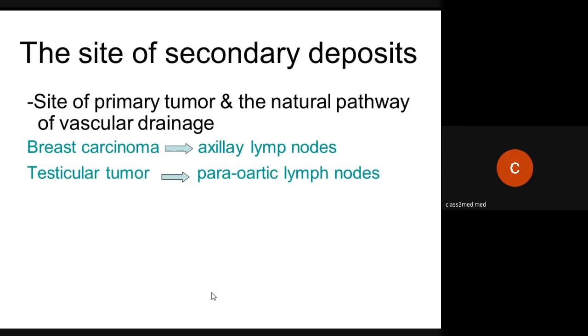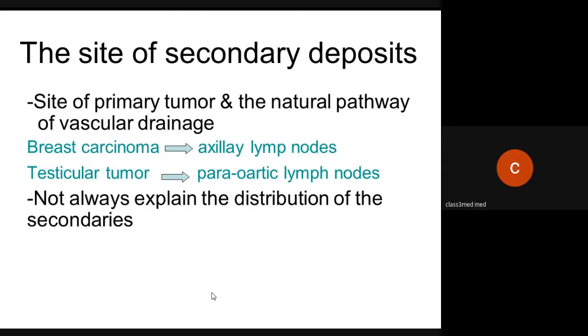However, this does not always explain the site of metastasis or secondaries. For example, prostatic carcinoma most commonly metastasizes to the bone, particularly to the spine, the vertebrae.